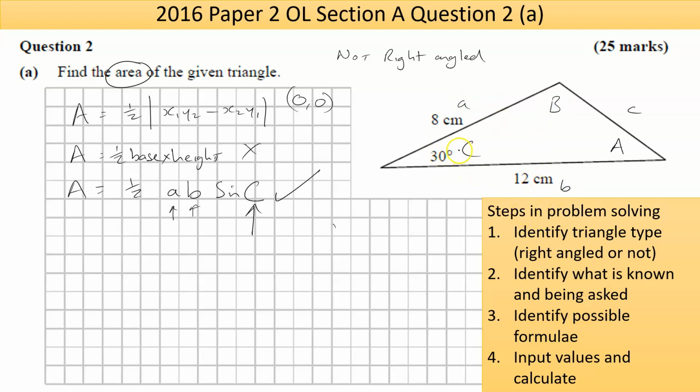So, do I have an angle and the two sides either side of it? I do. Do I have A? I do. Do I have B? I do. Do I have C? So in this formula, there's four unknowns. I have three of the four, so there is only one unknown. Therefore, this formula will work. It's only a matter now of me going ahead and doing it.